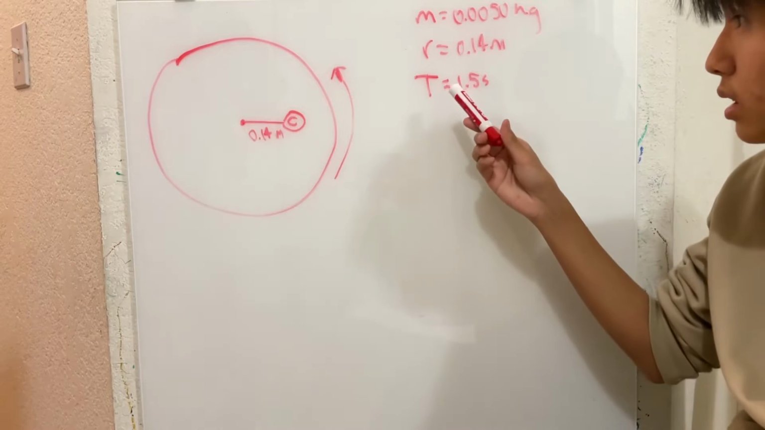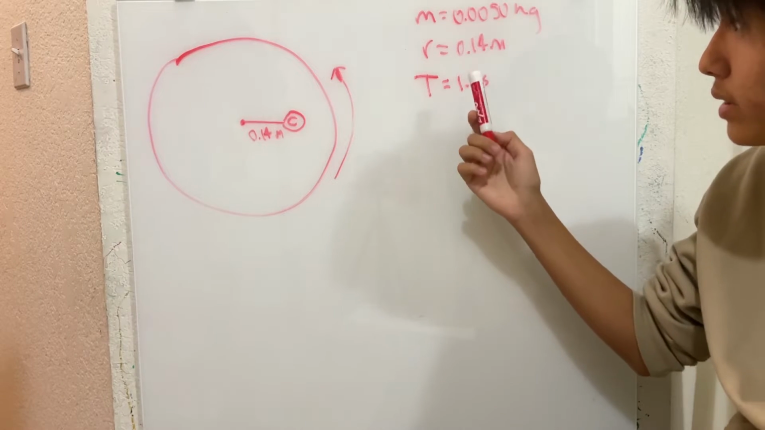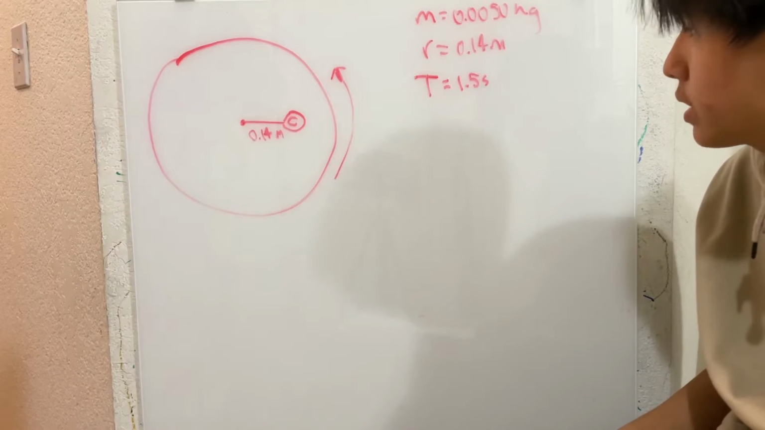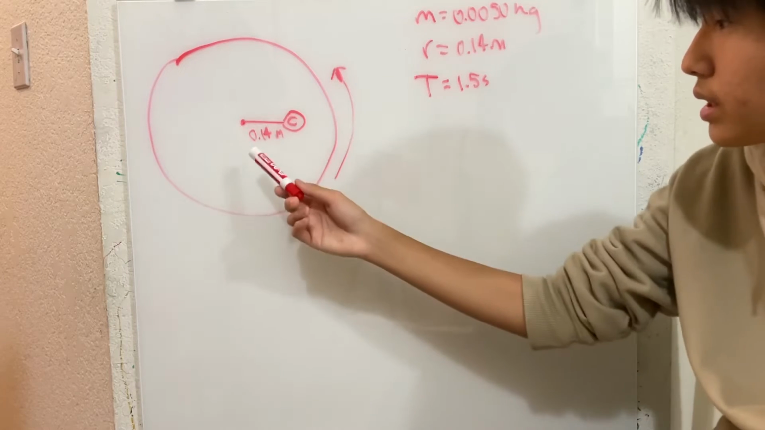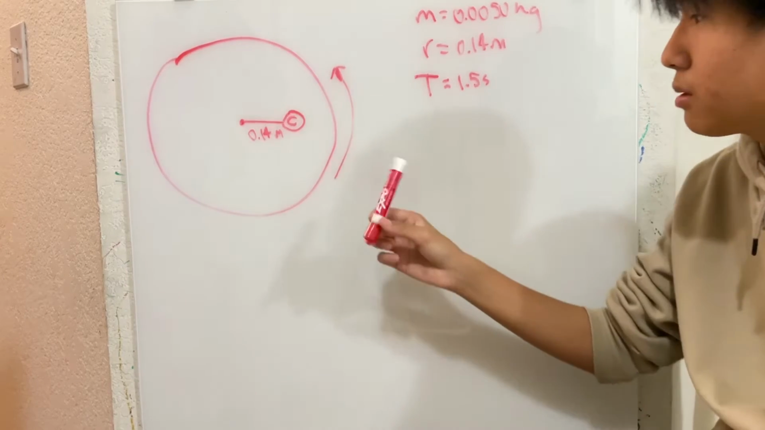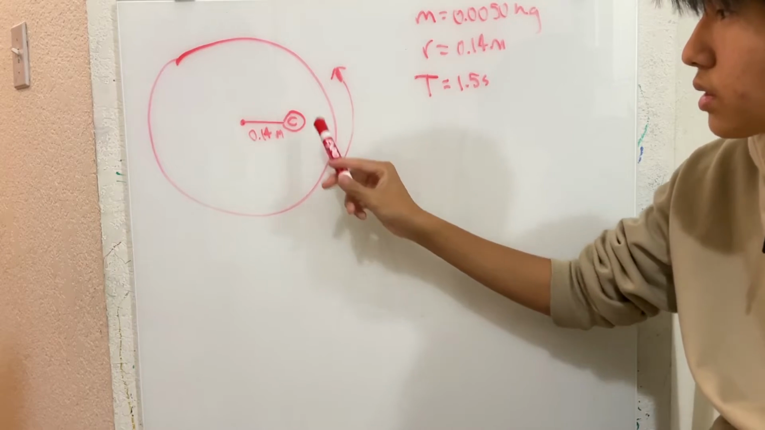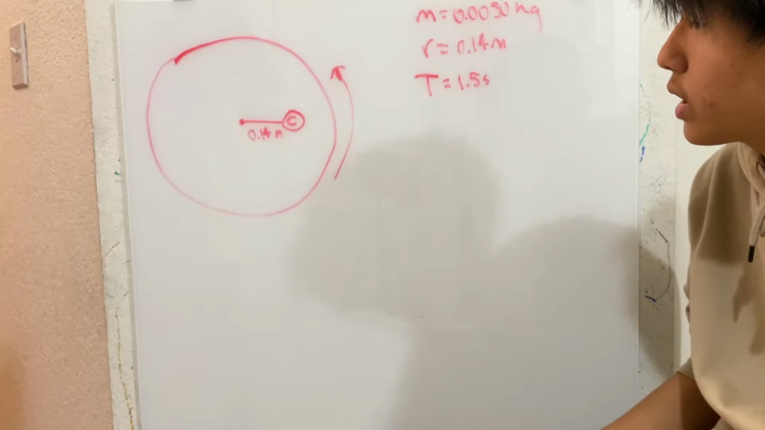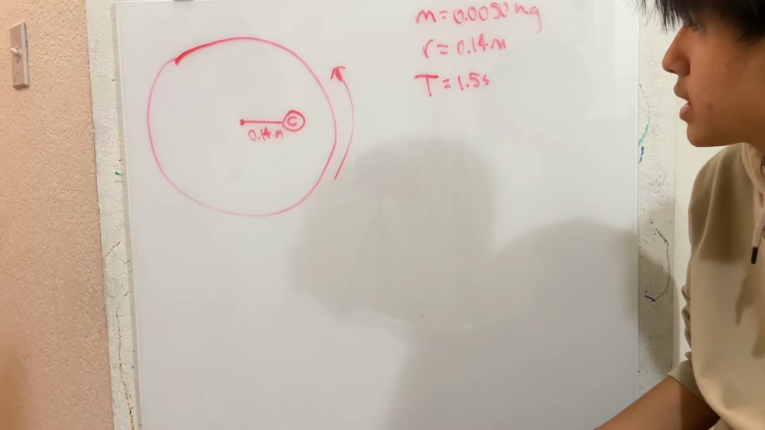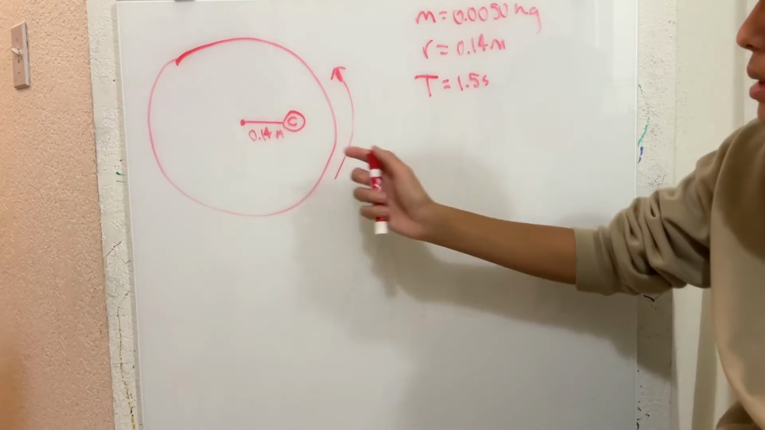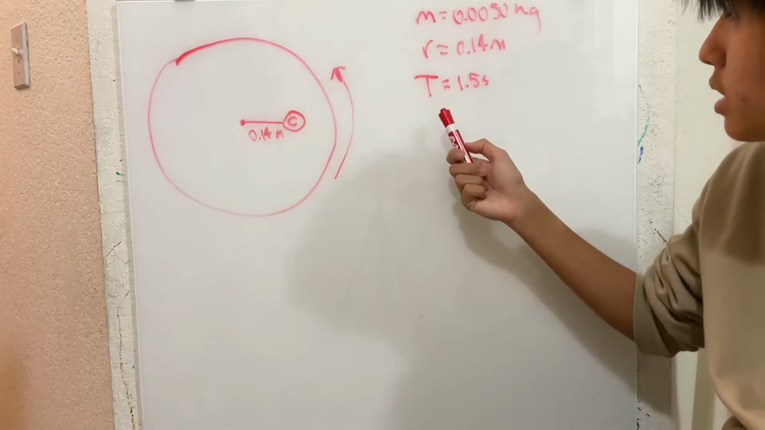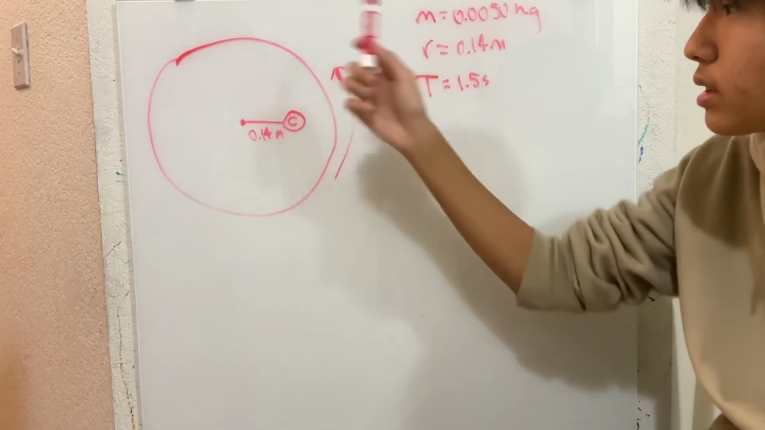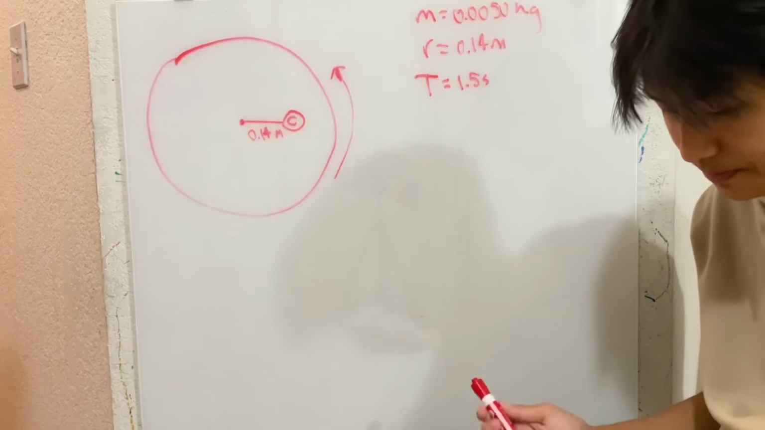I've labeled the given values here. So the mass of the coin is 0.005 kilograms, and then I called this length r because for this problem we're just going to think of the circle as the distance that the coin actually goes around, based on how far it is from the center, not how big the plate is. And then the big T is the period, so how long it takes for the coin to make one revolution.